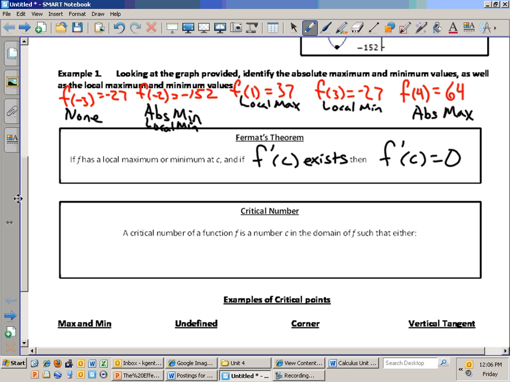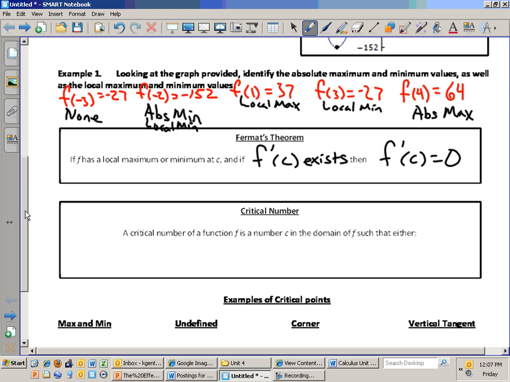Why wouldn't there be a derivative at a certain point? What kinds of things don't have derivatives at certain points? Okay, vertical, undefined, stuff like that. So first of all, the derivative must exist. And then what does this mean? Slope is 0, a horizontal line, right?